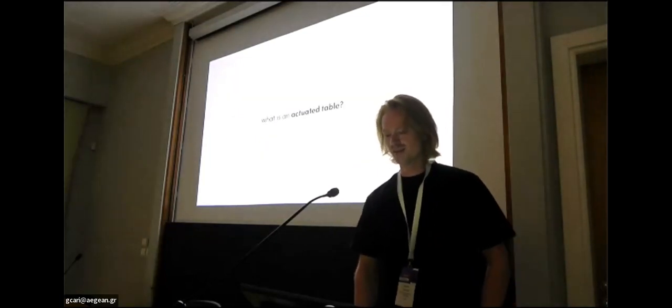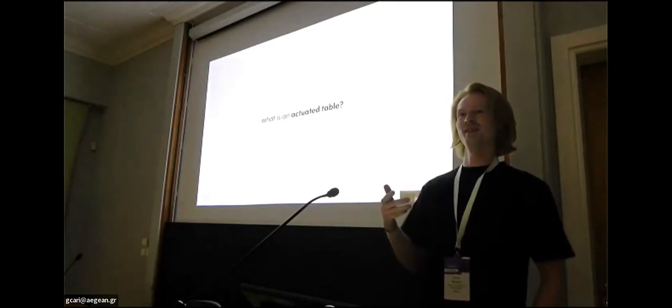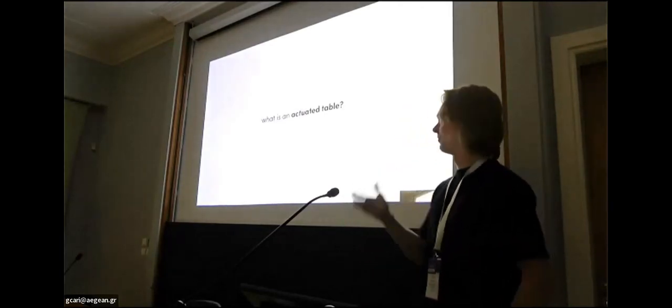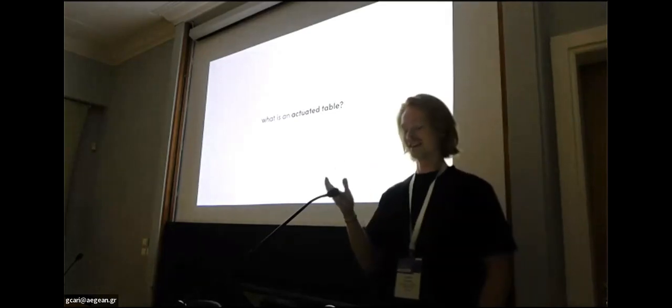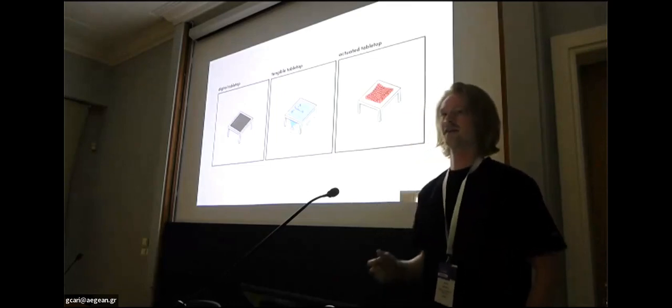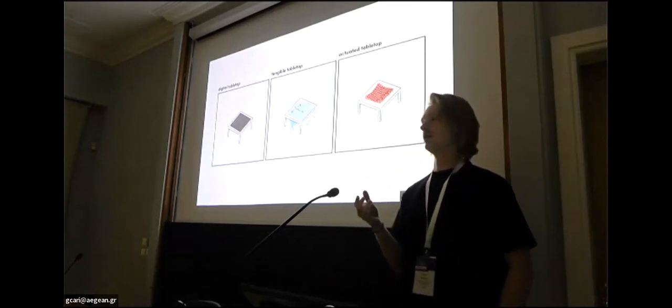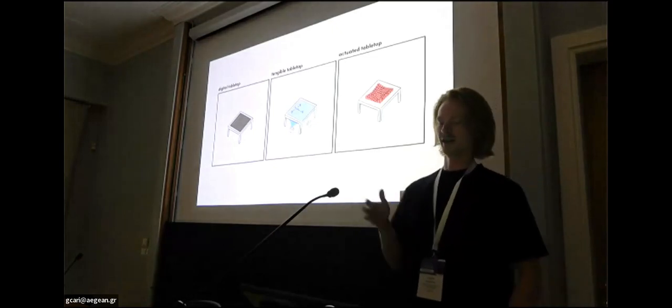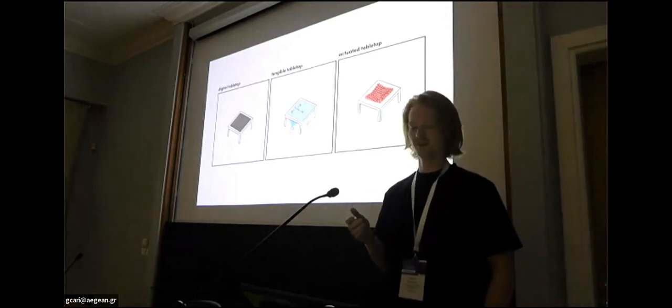So as part of my PhD, I spend a lot of time thinking about interaction with tables, but now I don't really assume that you do the same thing. So I want to open up with this: what is an actuated table in the first place? And for that, I think it's important to introduce you to some different interaction styles that we've seen in the past research in HCI on interactive tables.